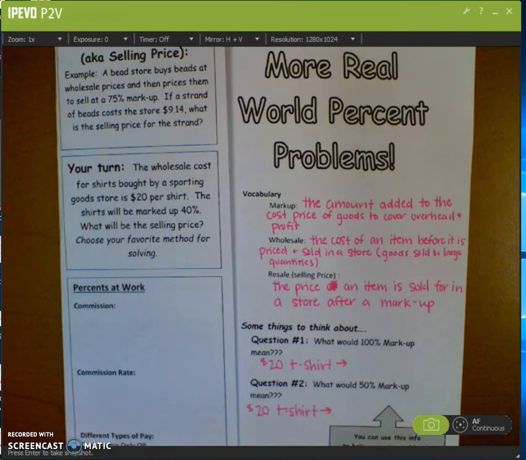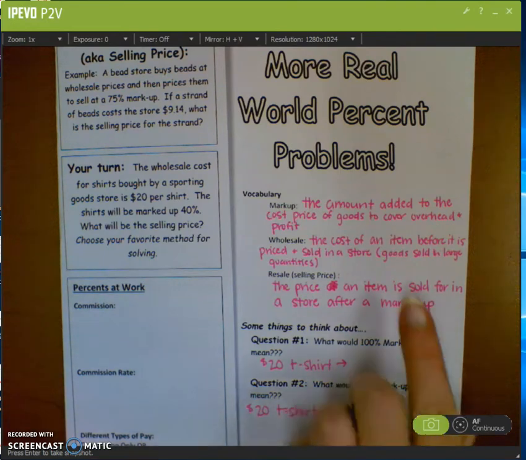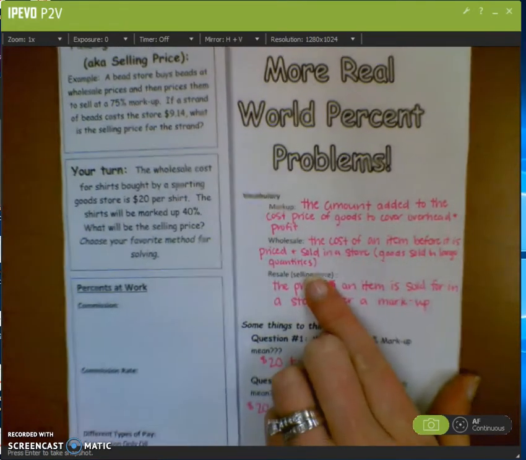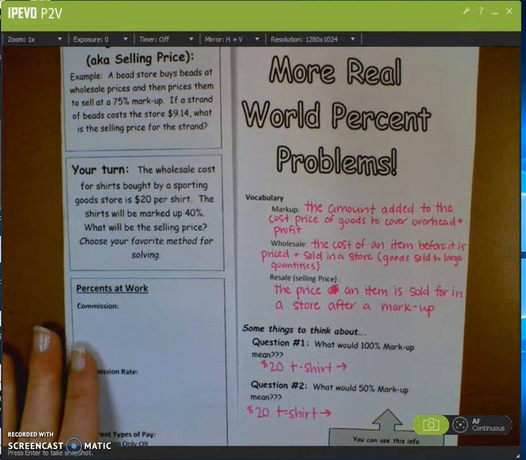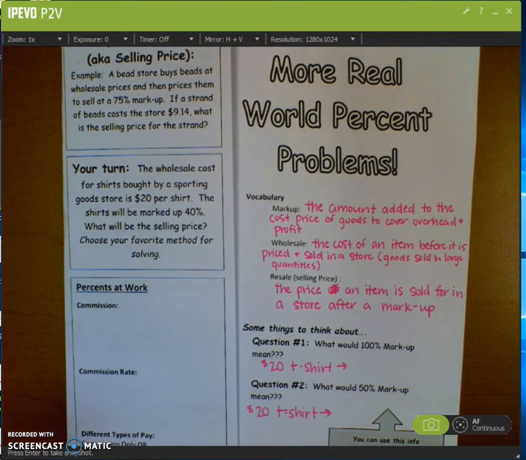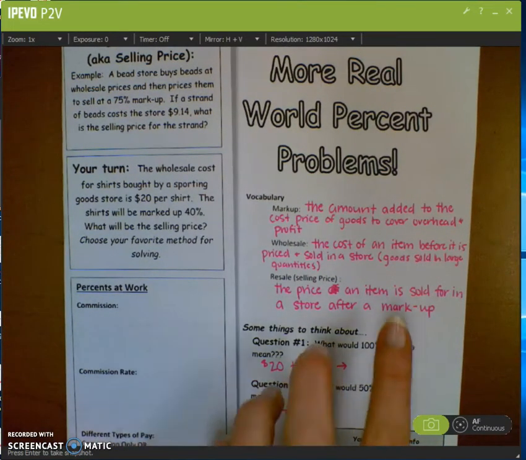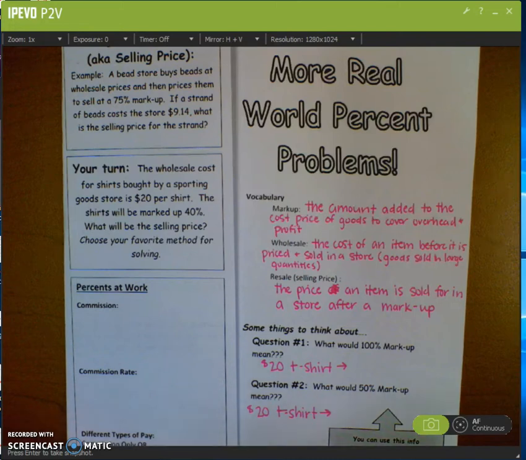We have wholesale, which is the cost of an item before it is priced and sold in a store. So again, American Eagle gets that shirt for $10 and they sell it to us for $15. The wholesale amount is the $10 amount. And that happens when goods are sold in large quantities. So that's why when you go to Costco or places like Costco where they sell things in really big bulk, they can sell it to you for cheaper because they're selling you more of a wholesale price instead of marking up for individual items or smaller quantities.